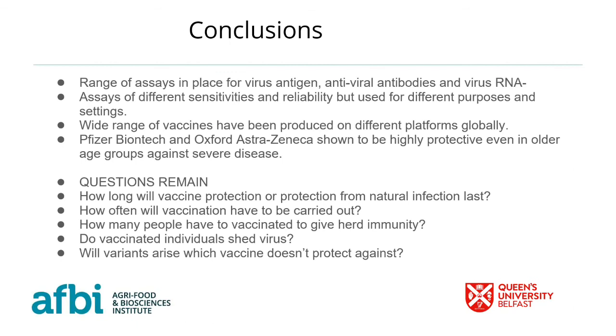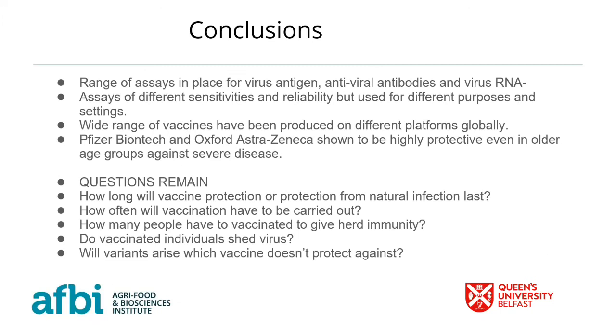There are obviously a wide range of vaccines that are produced on different platforms globally. And just to say, the Pfizer BioNTech and the Oxford AstraZeneca have been shown now to be highly protective, even in older age groups, against severe disease. And unfortunately, it's taken a little while for our European colleagues to maybe come on board with that, or certainly for the AstraZeneca. There are a lot of questions that still remain.